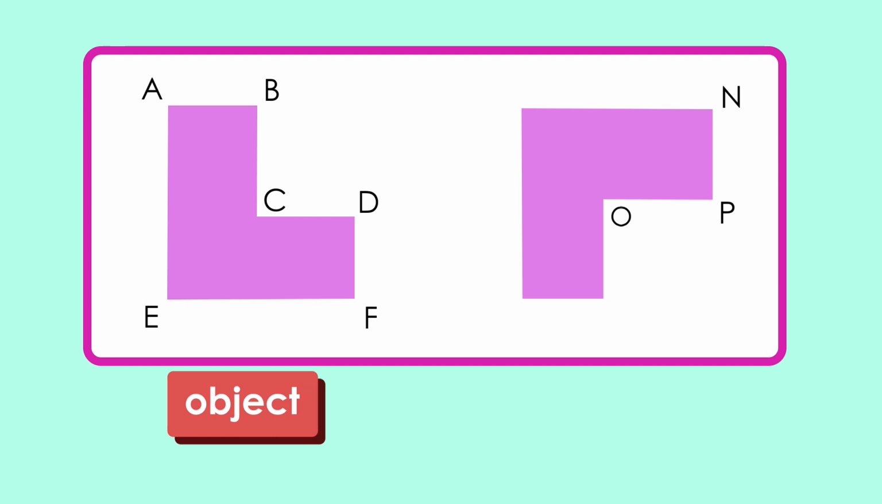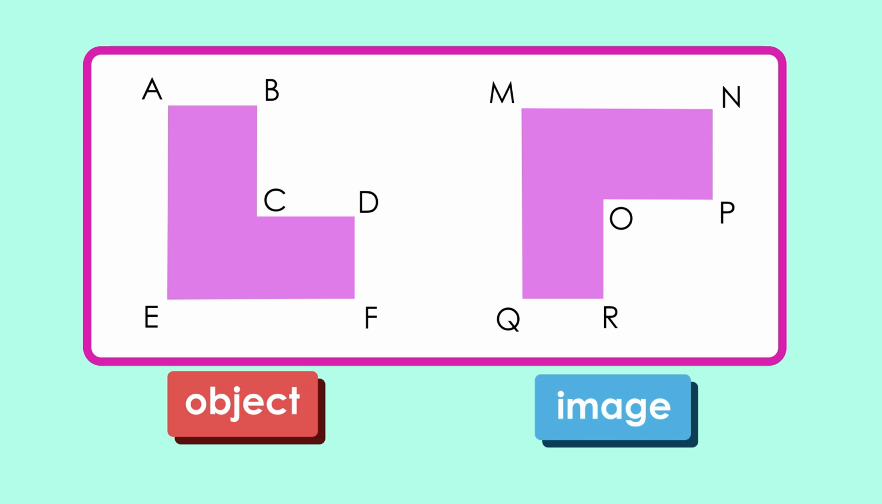Pupils, now let's look at this diagram. A, B, C, D, F, E is an object, while N, P, O, R, Q, M is the image under a transformation. Can you mention the image of point C? Correct. The image of point C is O. Now, can you name the image of line AE? Good. That's right. The image of line AE is NM.